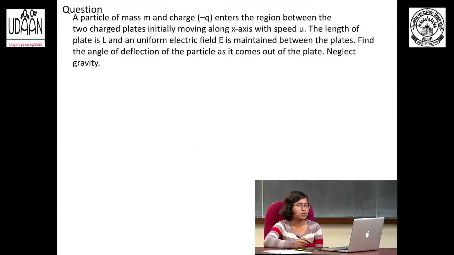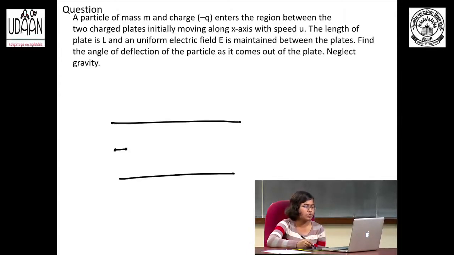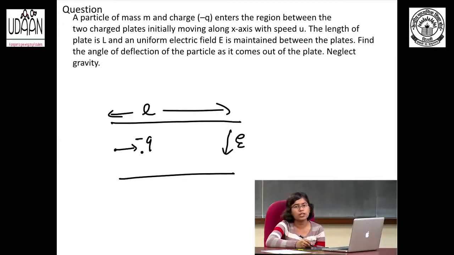Now let us solve this question. Suppose we have two plates of length L and a charge is projected between them, halfway between them. The length of the plates is given to us as L and the electric field is directed downwards. Since the charge Q is negative, the force would be in the opposite direction to that of the electric field. We have to find the angle of deviation as it comes out. So, let the angle of deviation be theta.